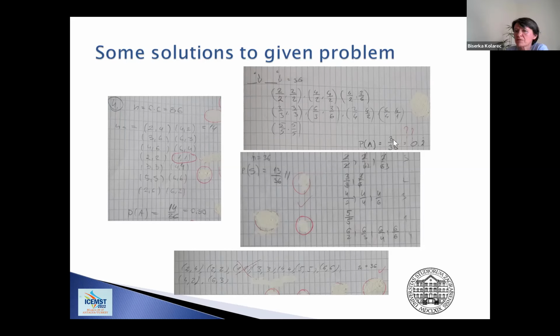There is one with an additional fraction, and there are some lists that are incomplete. So you see, this student didn't find all 13, found only 8 of them, and this student didn't write either probability at all. It has only the total number of fractions given here.